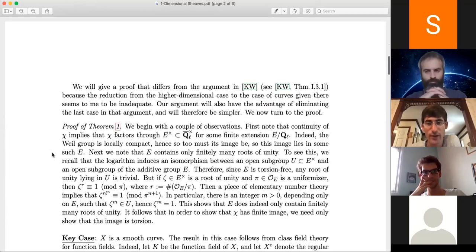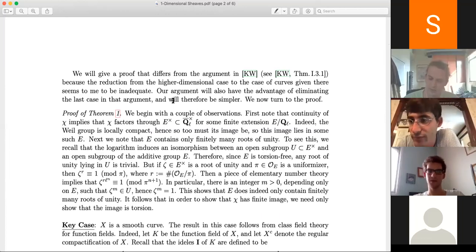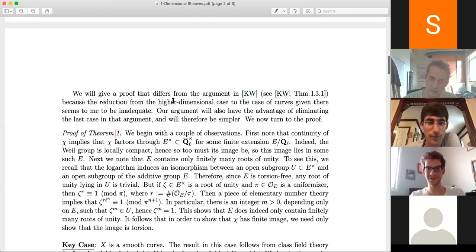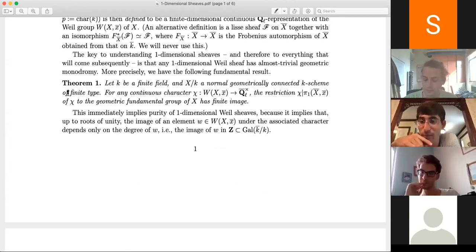All right. Can you repeat, please, what the argument is for why it gives you purity? Sure. So what does purity say, right? Purity says that to be pure of weight beta means that if I take any closed point and I take its Frobenius, then the eigenvalues all have absolute value q to the beta over 2 under any complex embedding.